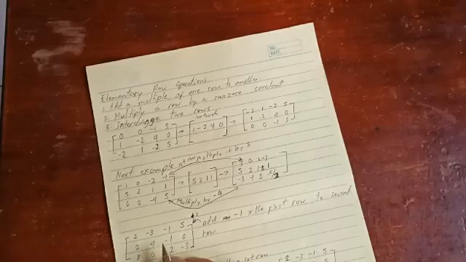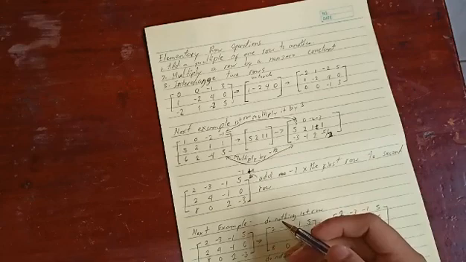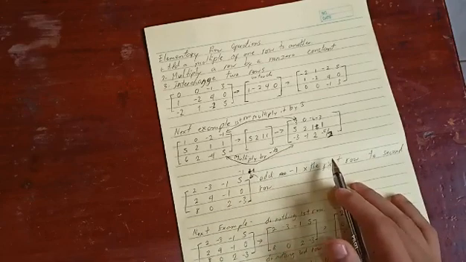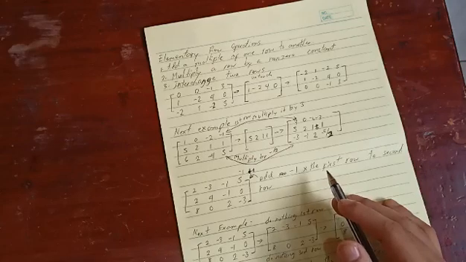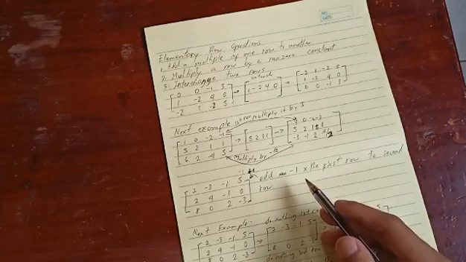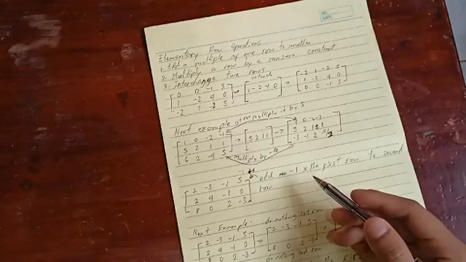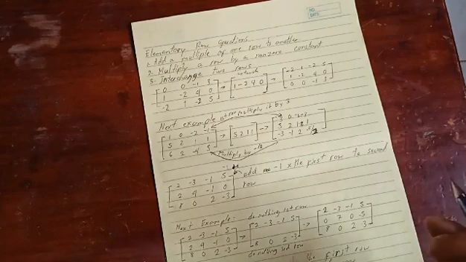Let's try another example. This is the third example. Here's a matrix. I want to add negative 1 times the first row to the second row. So I'm going to do nothing to the first row and nothing to the third row. I'm going to replace the second row by multiplying the first row by negative 1 and adding it to the second row. Let's see what we're going to get for the new second row.